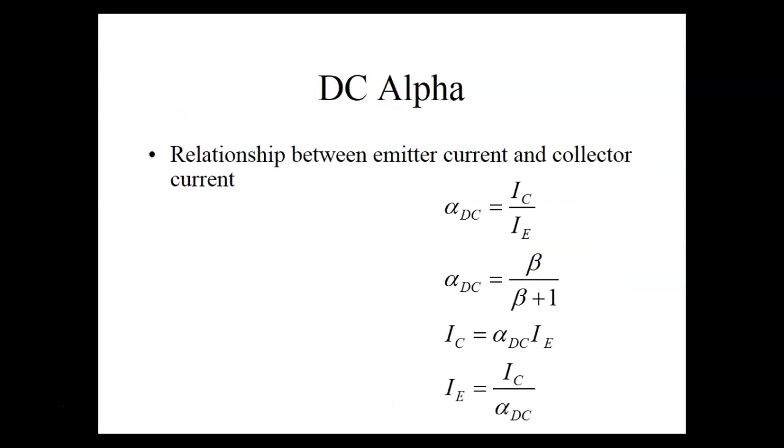Now, alpha is the relationship between the emitter current and the collector current. And they don't give you alpha in the data sheets. But we can calculate alpha. If we know the beta, we can calculate the alpha using that formula right there.